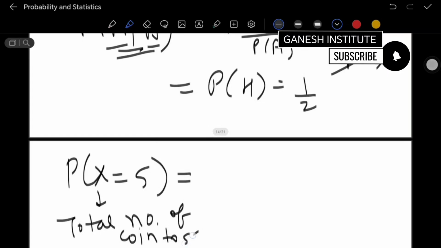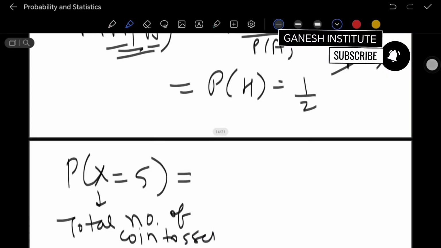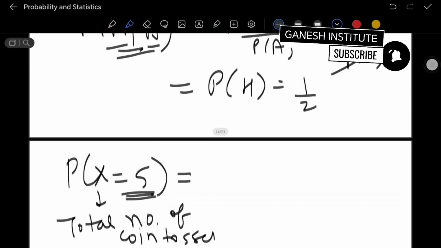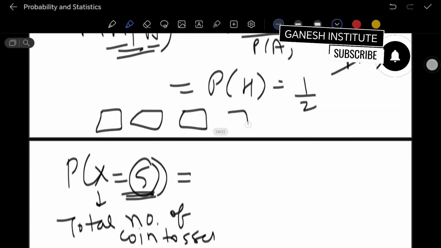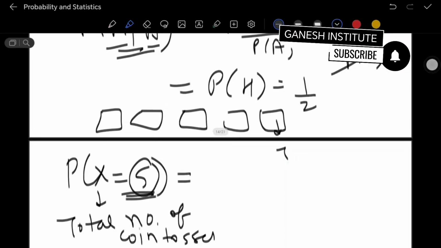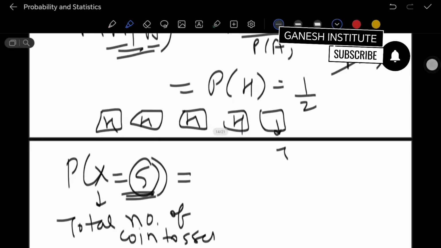Now tell me, the question is saying you repeatedly toss a coin and you will stop when you get a tail. That means 5 coins are tossed. So at last, 1, 2, 3, 4, 5, at last you must get a tail, because that's why you stop there at 5. So this is head, this is head, this is head, this is head.